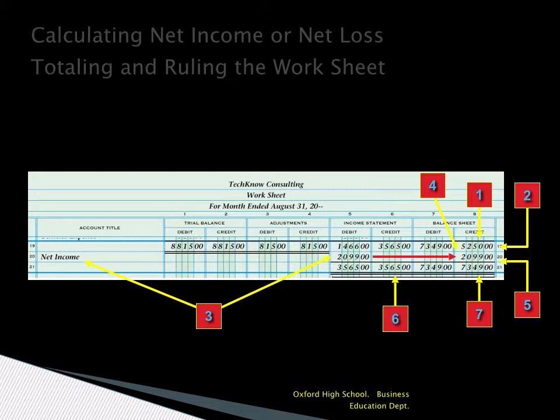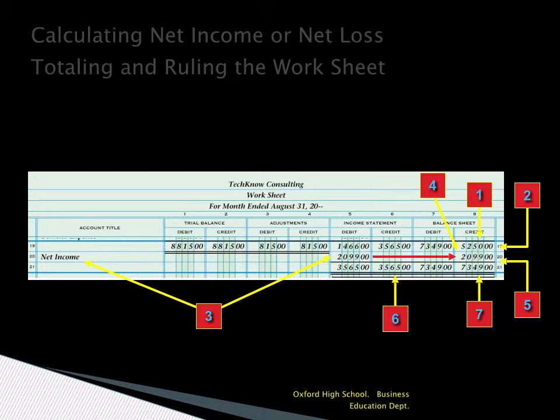After you have completed the transferring of balances from the trial balance to the balance sheet, from the trial balance to the income statement, it is time to total the income statement columns and the balance sheet columns. We're now going to figure either net income or net loss. Depending on whether sales is greater than expenses, then you'll have net income. If expenses is greater than sales, then you'll have net loss. But for this particular view that you see on your screen, we have net income.